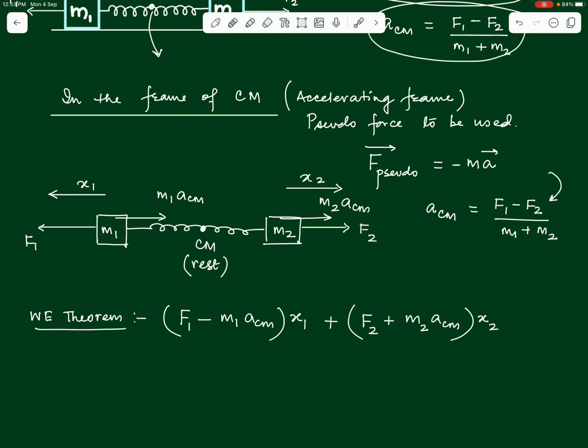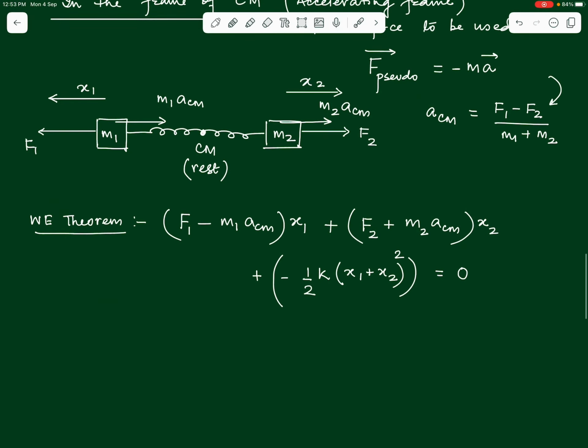And what is the work done by the spring then? Plus work done by the spring will be negative of the change in potential energy of the spring. So, minus half K into the extension in the spring, which will be x1 plus x2, as we have discussed in the previous question also. This should be equal to the change in the kinetic energy of the system, which will be 0, because initially the two blocks were at rest, and finally when the spring reaches its maximum extended state, the two blocks will once again come to momentary rest.